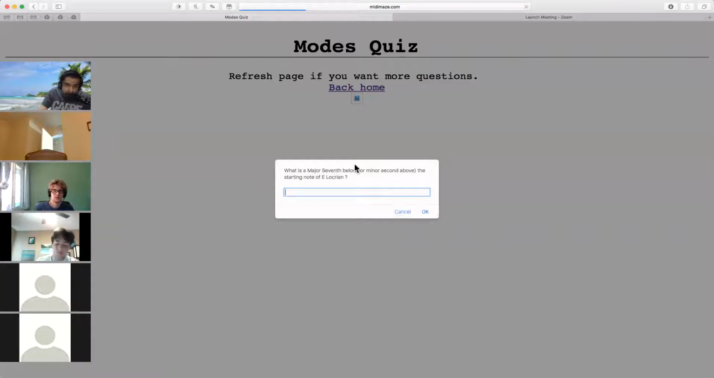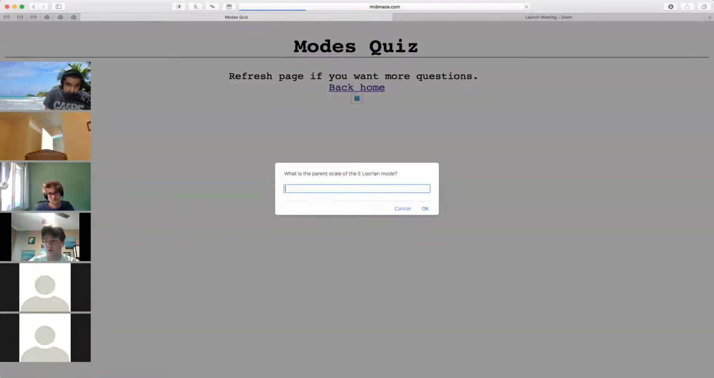What is a major seventh below, or a minor second above, the starting note of E Locrian? In other words, what's a major seventh below E? F. Correct, I think. What is the parent scale of E Locrian mode? F major. You'll know you did it correctly if the fourth question gives you the answer. What is another mode that exists in the F major scale?